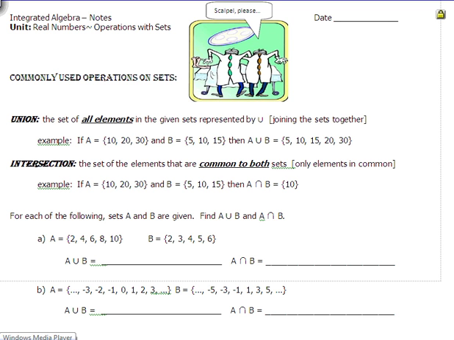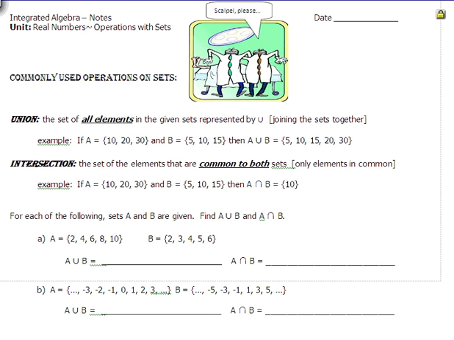Welcome to Operations with Sets. This should be a relatively quick video, and then I'm going to leave a little bit of the work for you to do on this. So, if you have this page in your notes, please take it out and we will discuss some of the vocabulary and what we mean by operations with sets.